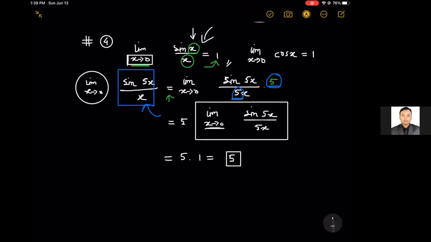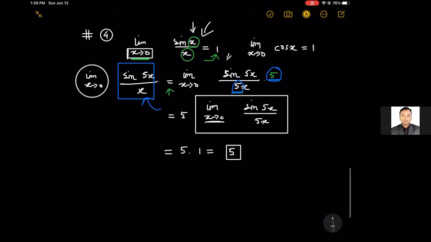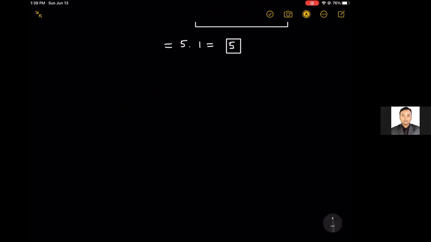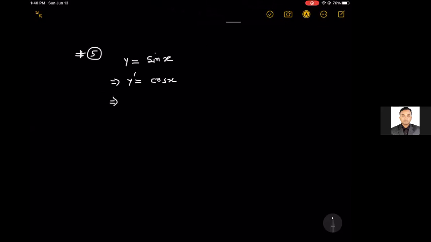All right, let's try the next one. Let's say we have y equals sine x. I'm just giving you a short intro on how to find higher order derivatives. If you have sine x, we know the derivative of sine x is cosine x, right? We know the formula, so you can write it straight away. But what if I say find the second derivative? Now what should we do?